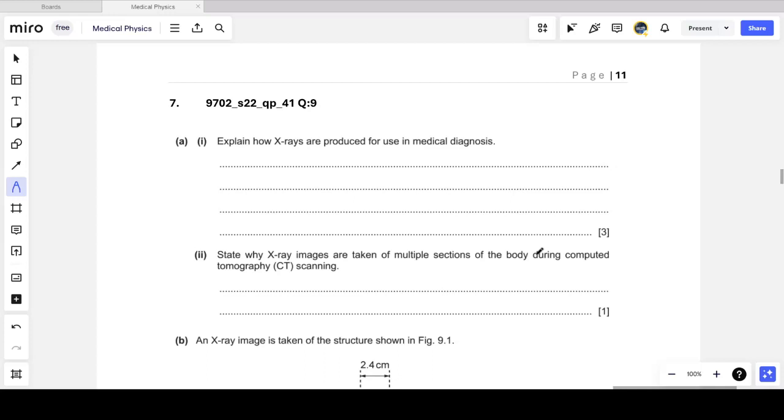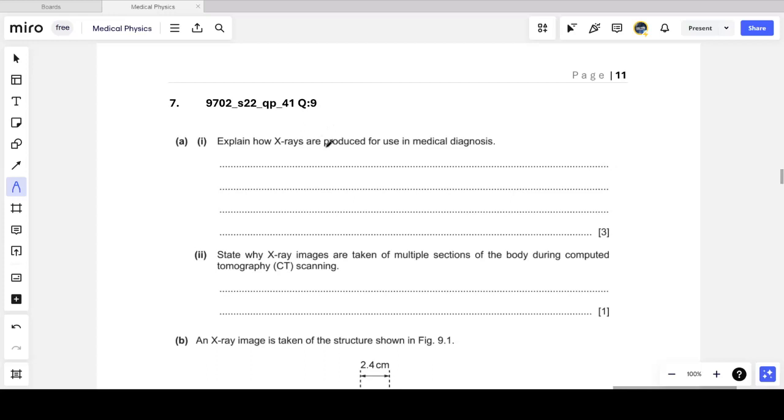Next question is from the summer exam of 2022, that's May-June 2022. It's question paper 4, variant 1, and question number 9 from that paper. And right off the bat, we are asked to explain how X-rays are produced for use in medical diagnosis.